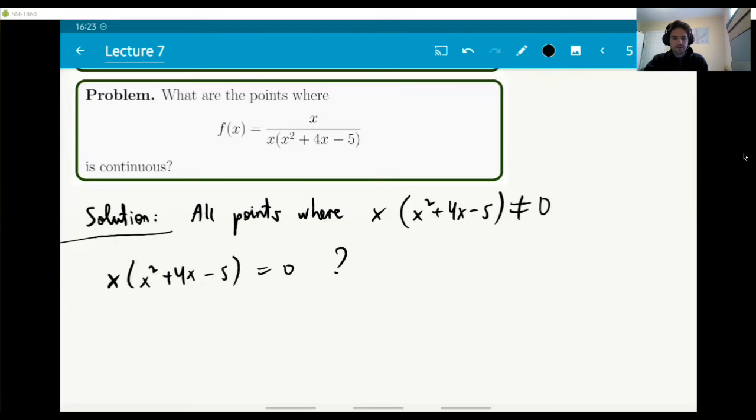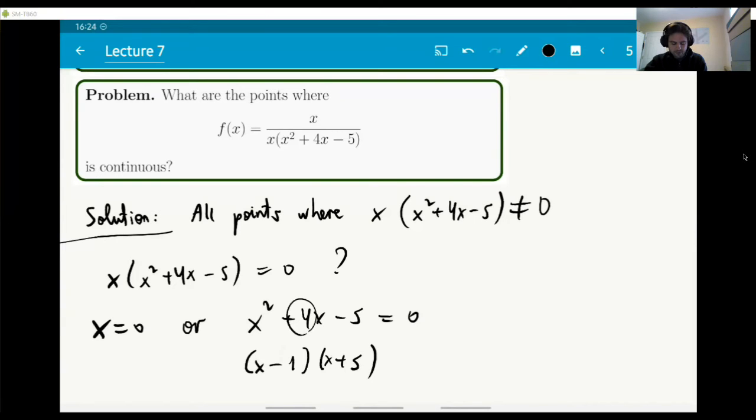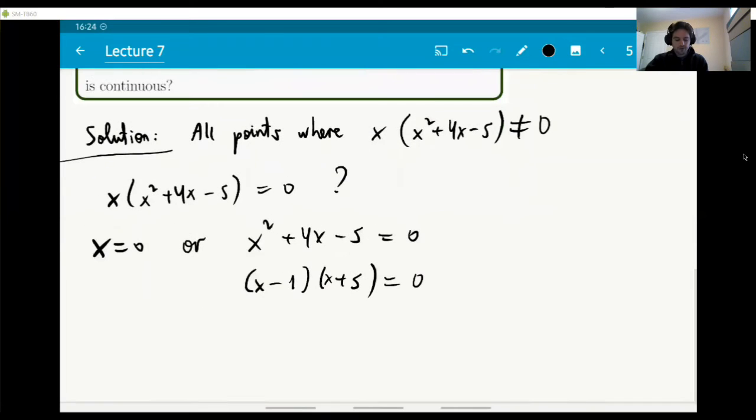So how do you solve this equation? It's already given to you in the form of a product, x times something. So you can have either x equals 0 or that rest of the expression equals 0. And this is a quadratic that you can factor with minus 1 plus 5. 5 minus 1 is plus 4. 5 times minus 1 is minus 5. So these are the numbers 0, 1, and minus 5, which make this expression equal to 0.